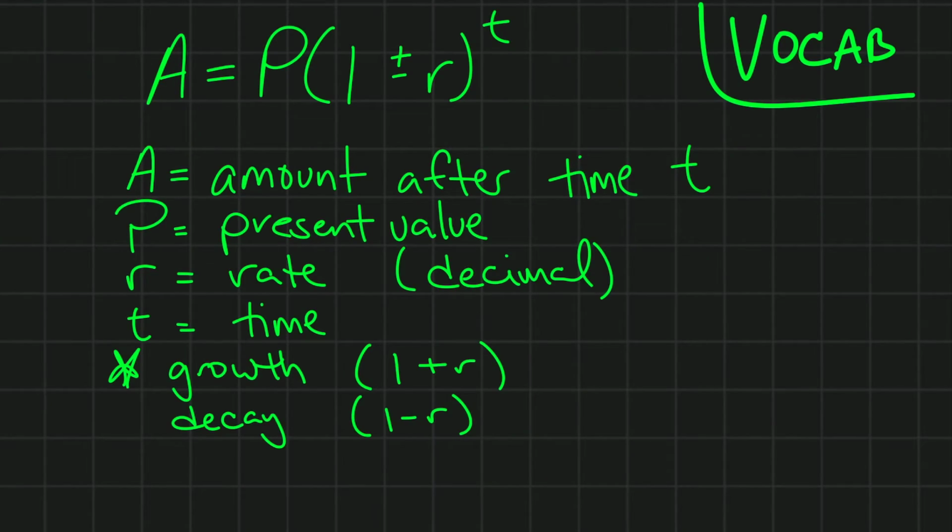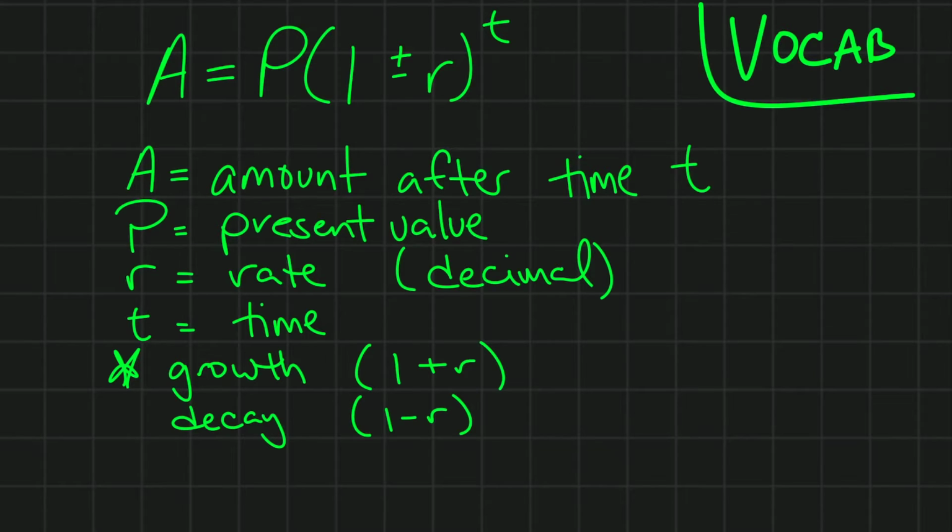Let's begin with some vocabulary. When we're dealing with exponential growth or decay, we're going to be using this formula: A is equal to P times 1 plus or minus R to the T power. The A is the amount after time T. The P is the present value or the initial amount, which could also be called the principal. The R will be the rate, and we may have to convert that to a decimal if it's expressed as a percentage. And the T is going to be the time.